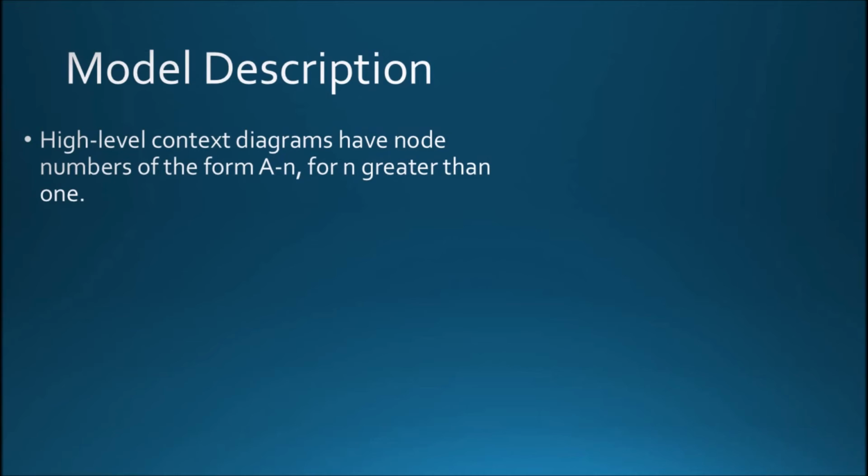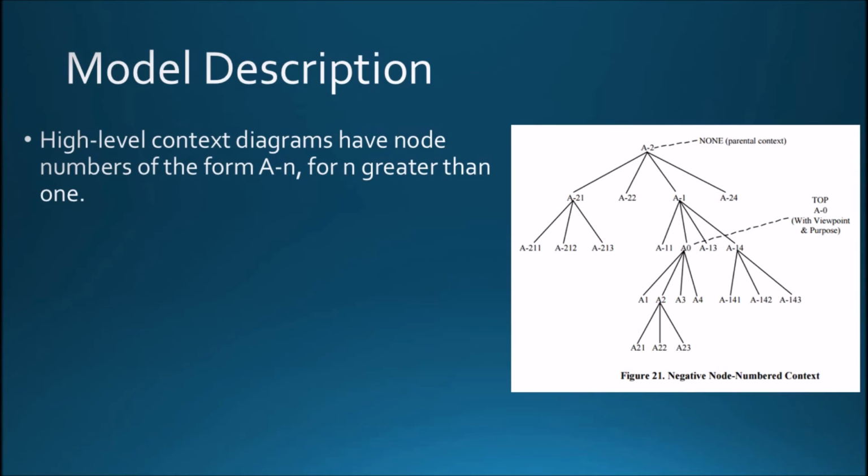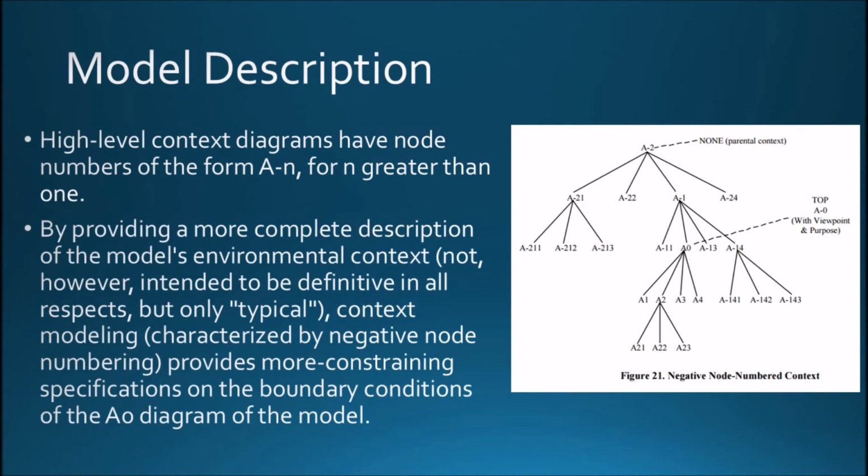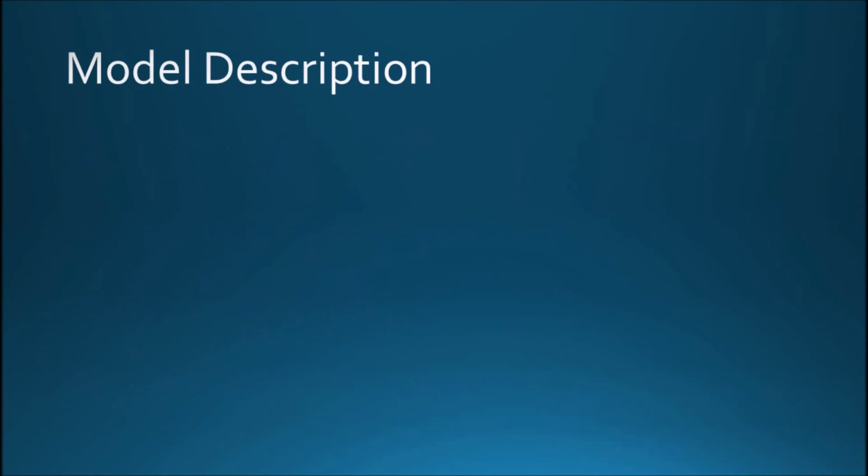Model description. High-level context diagrams have node numbers of the form A-n for n greater than or equal to 1. By providing a more complete description of the model's environmental context, not however intended to be definitive in all respects but only typical, context modeling, characterized by negative node numbering, provides more constraining specifications on the boundary conditions of the A0 diagram of the model.